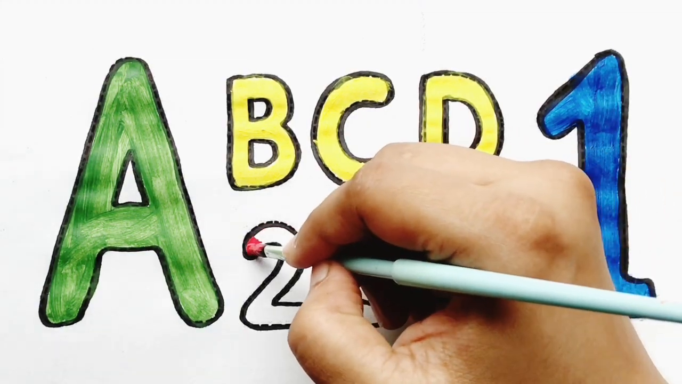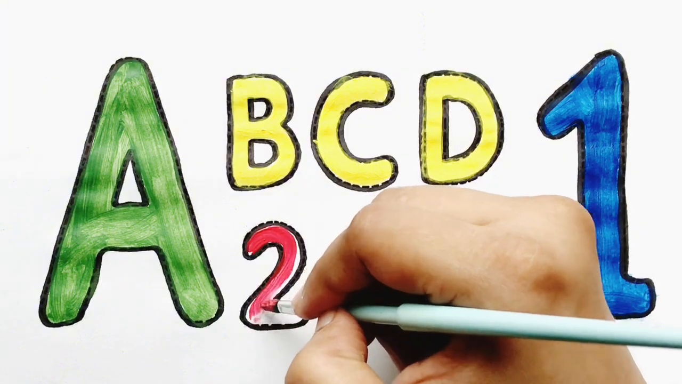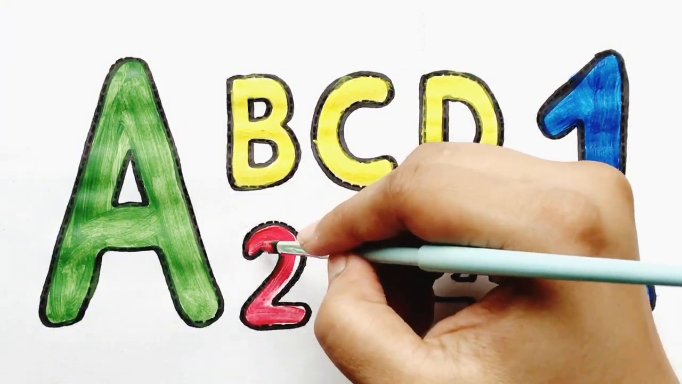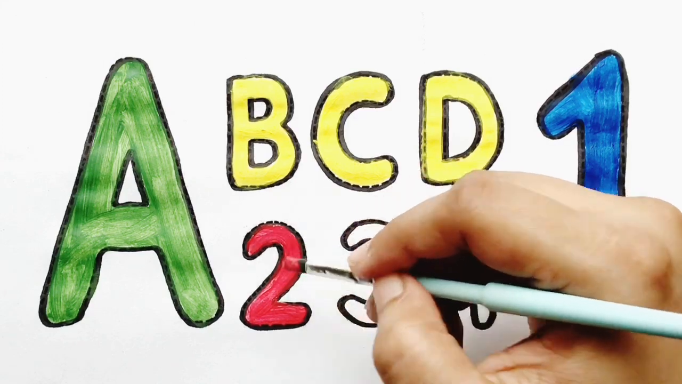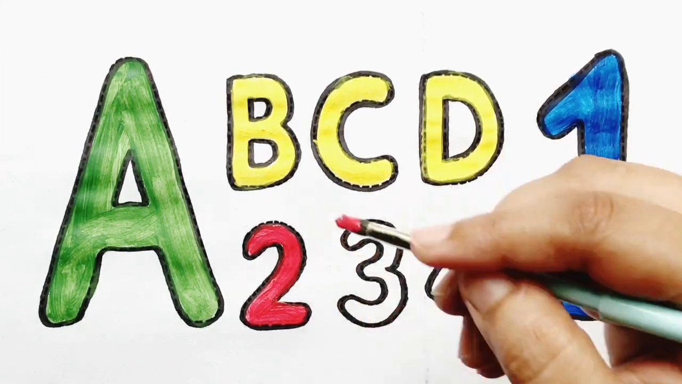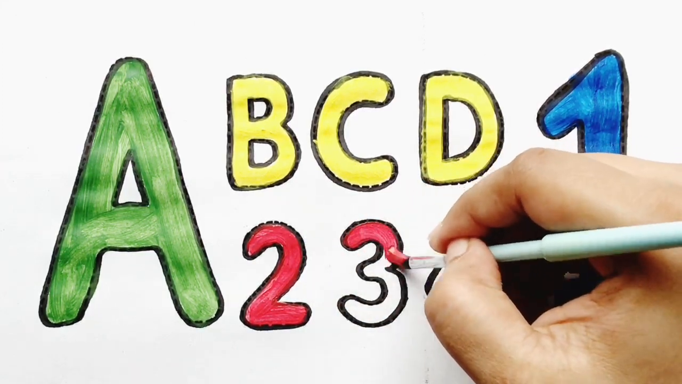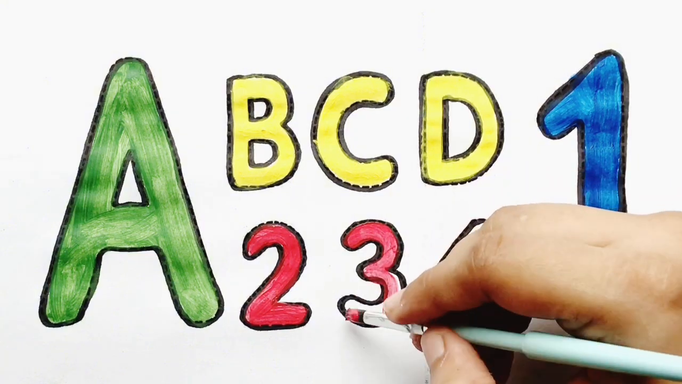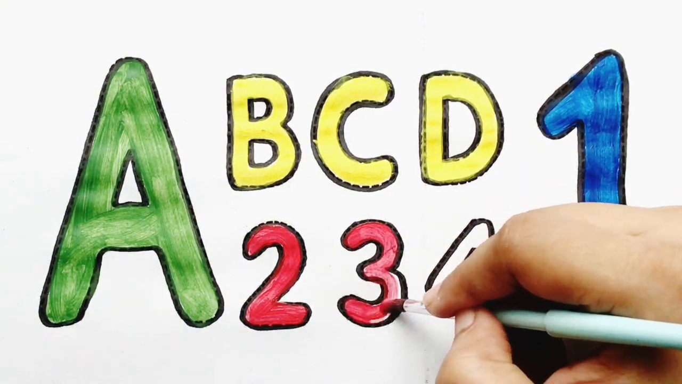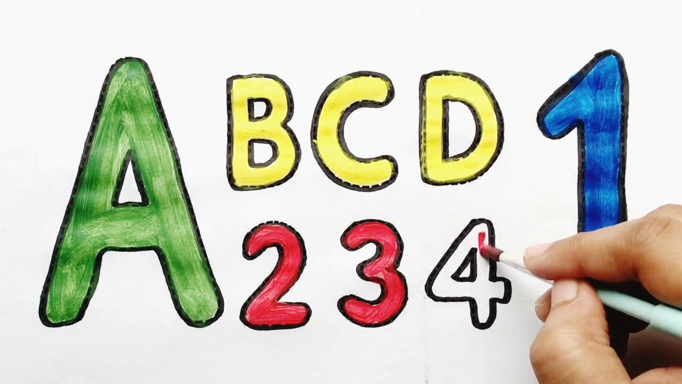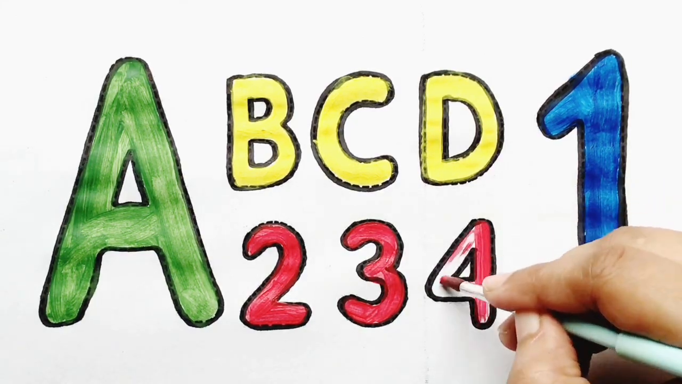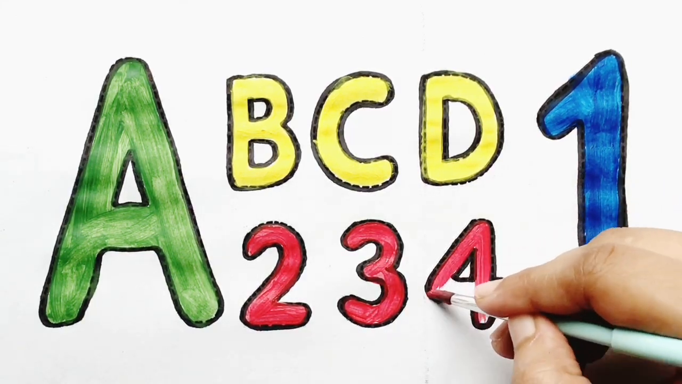Now I paint number 2. Color is red. Number 3. Last number is 4. Won't you sing with me?